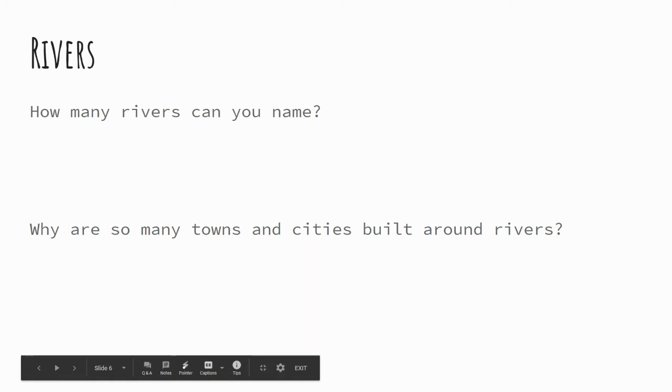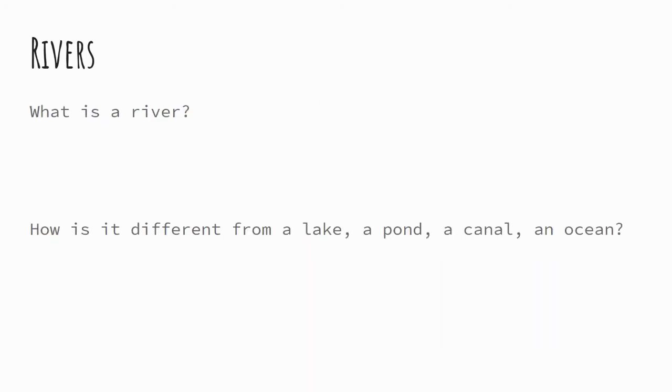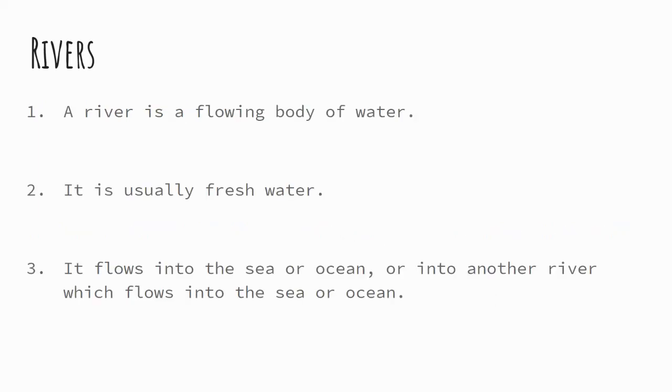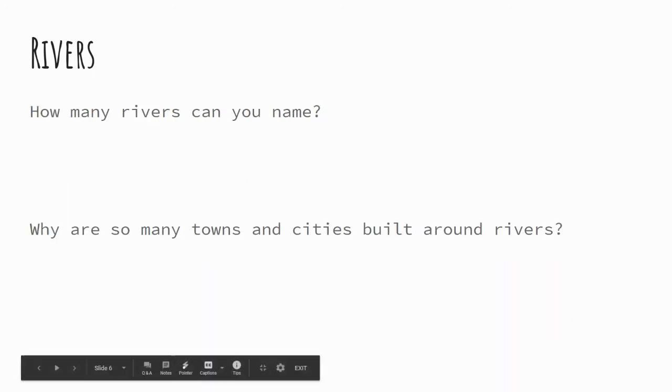In that sense, of course, they are different from lakes or ponds, which are still, canals, which do flow but are man-made, or oceans, which are saltwater bodies of water, much larger. So that is our definition of a river.